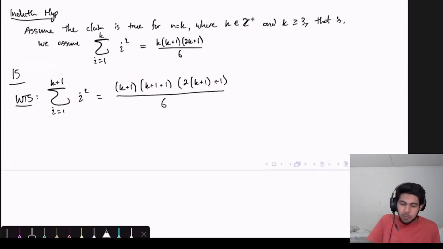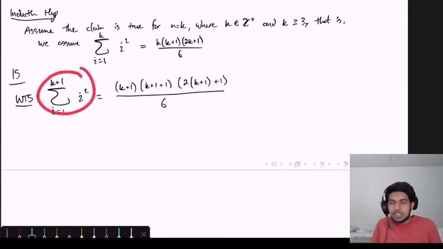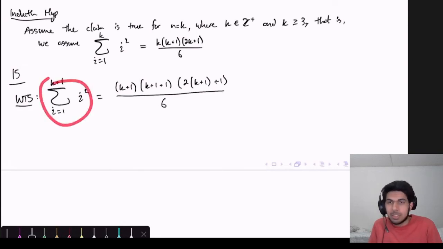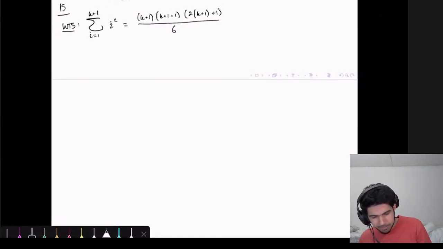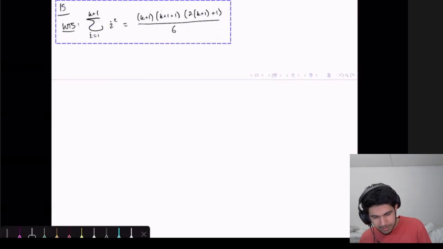So now it helps to just work with one side of the equation, and typically when we're dealing with summations, it's nicer to work with that side, because as we saw in the first example, we can break apart the summation into the k case and the extra term case. So let me just bring this down a bit here.